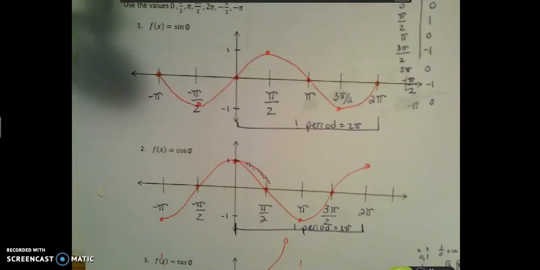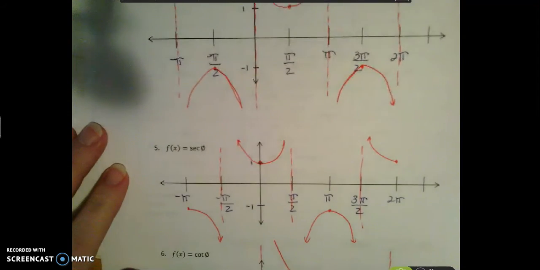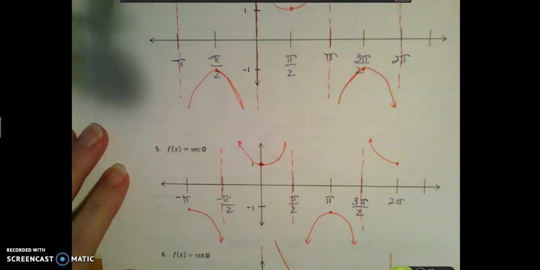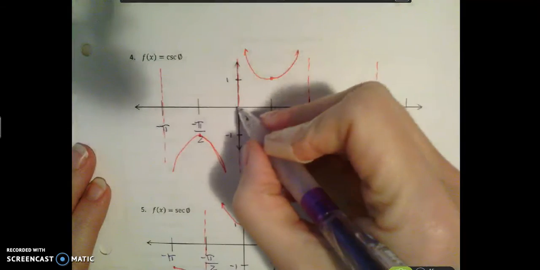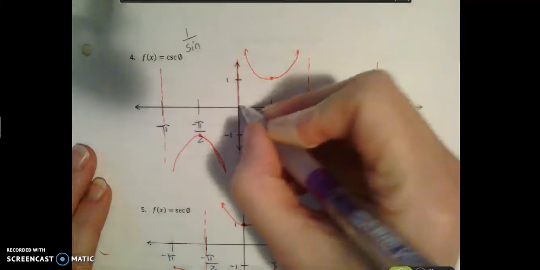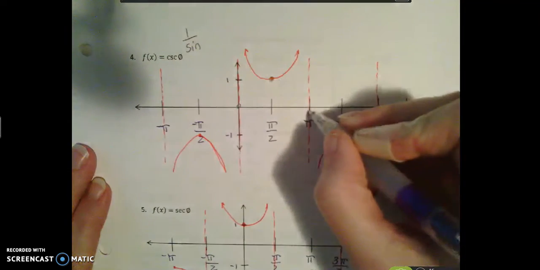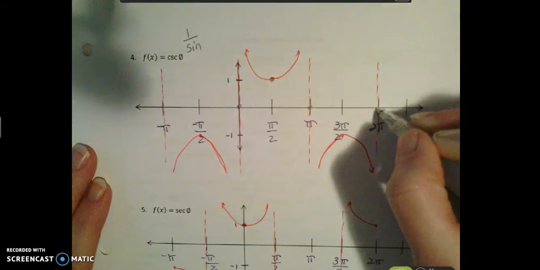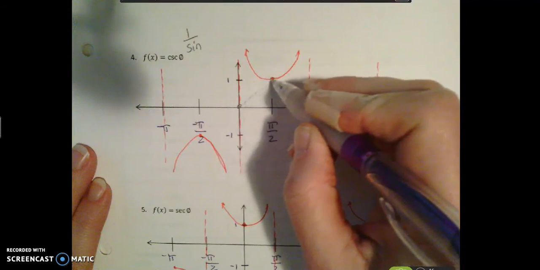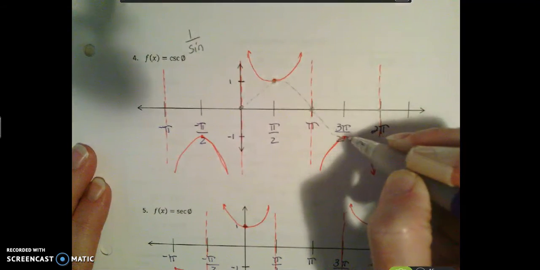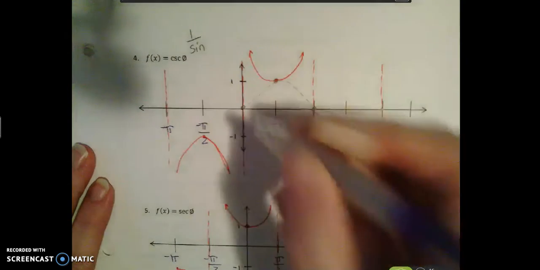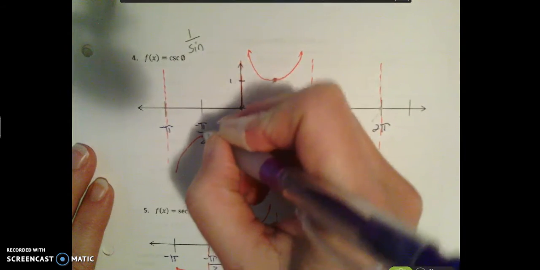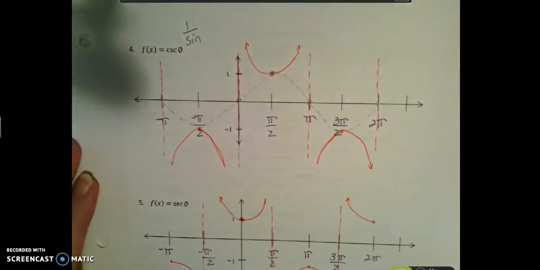Okay, so now let's look at cosecant. So if we think about sine as we're looking at cosecant, what I want you to do is imagine a sine curve here, because cosecant is 1 over sine. Okay, so imagine a sine curve here, and this is my sine curve. I'm just putting it very lightly, dotted line. There's my sine curve, right? And that would keep coming over here and come back up here. So there's my sine curve.